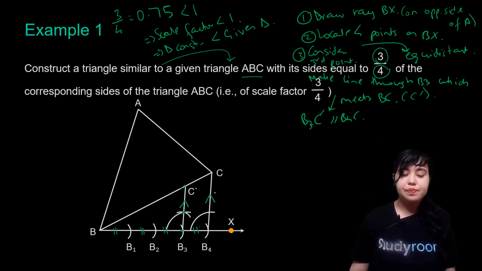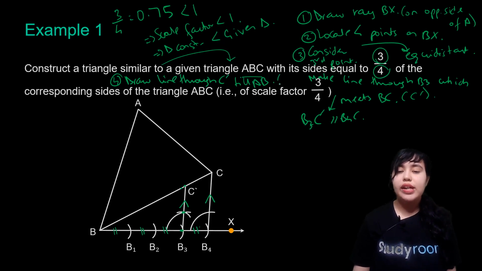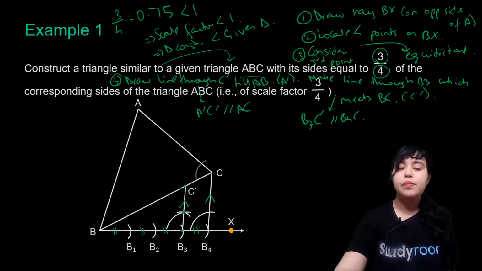Now you need to draw a line through C dash till AB. Let's say it meets AB at point A dash. The catch over here is that A dash C dash should be parallel to AC. So first you measure the angle at AC and construct the exact same angle at C dash.